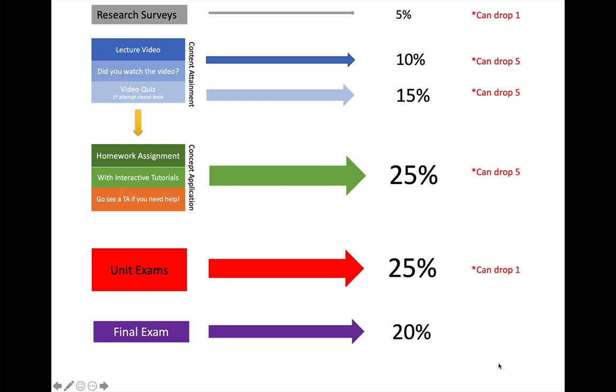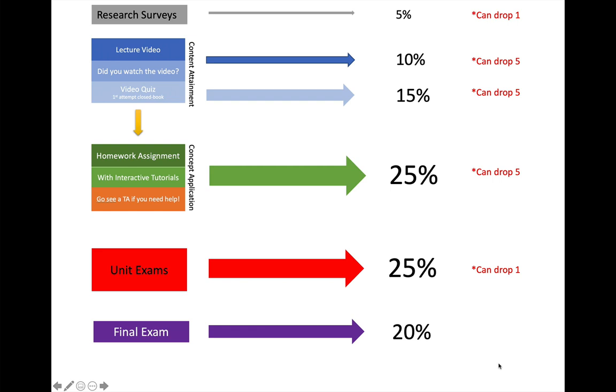I have built in a Life Happens cushion. So I've allowed you to drop several of the assignments. You can drop at least one, or you can drop one research survey. You can drop 5 lecture, video, homework assignment, etc. So the 5 days out of the semester, if you just don't feel like doing it or something comes up and you can't do the activities, 5 get dropped for free. And your lowest unit exam score gets dropped.